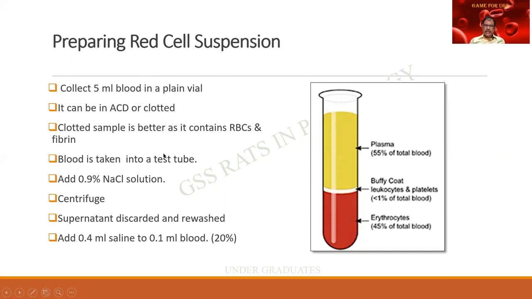The blood is taken into another tube and we add sodium chloride, centrifuged. The supernatant is poured off and the cells are again rewashed. And we add the saline to a specific ratio. This is called a cell suspension. Now all the unwanted antigen, etc. will be washed off, no impurities will be present, and it will lead to a perfect grouping and cross-matching.